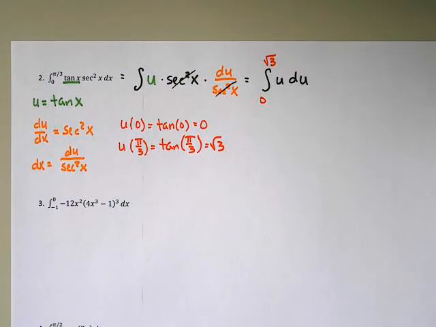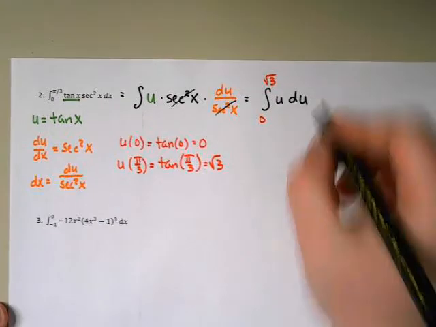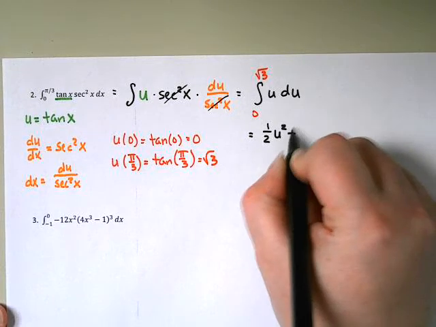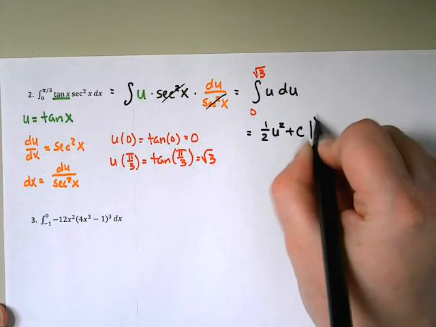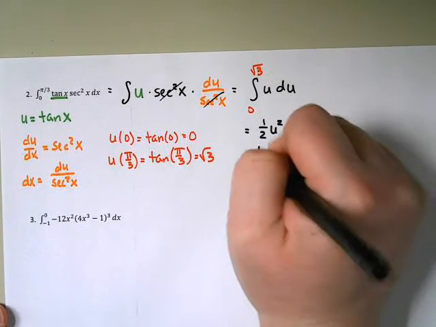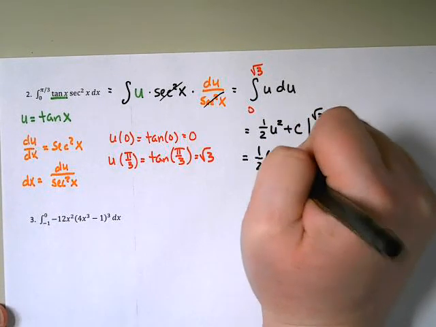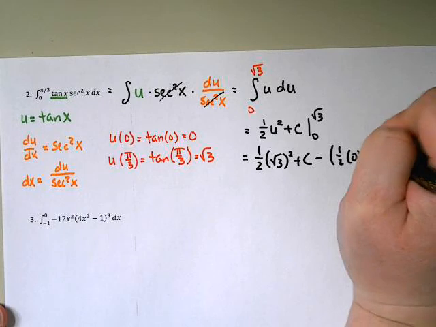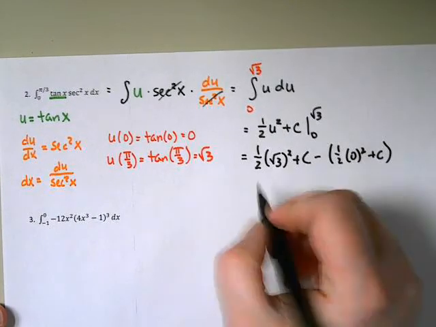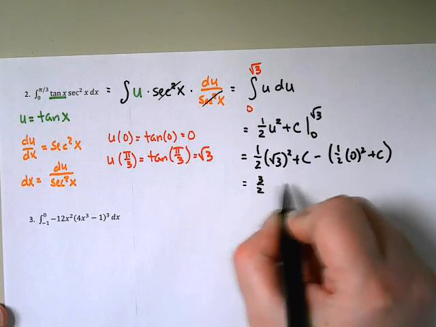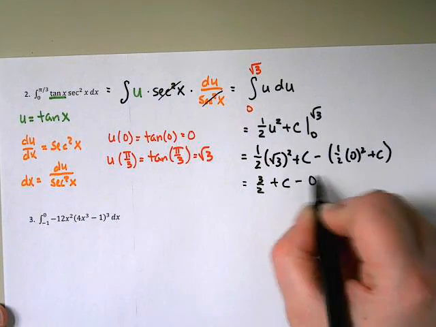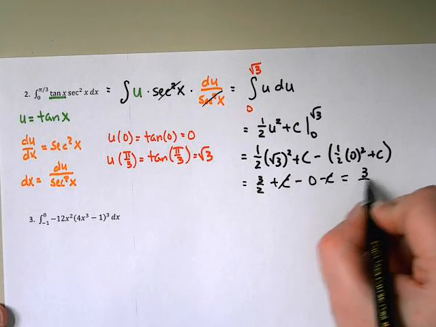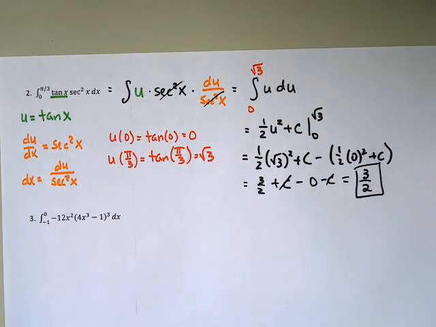And now from here it's everything we've already been doing. So the antiderivative there is going to be 1/2 u squared plus c, evaluated from 0 to the square root of 3. So 1/2 root 3 squared plus c minus 1/2 0 squared plus c. And so we end up getting 3/2 plus c minus 0 minus c. The c's cancel, excuse me, and we're left with the final answer of 3 over 2.